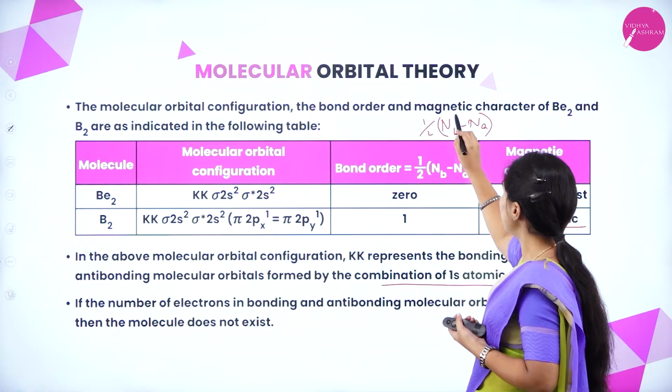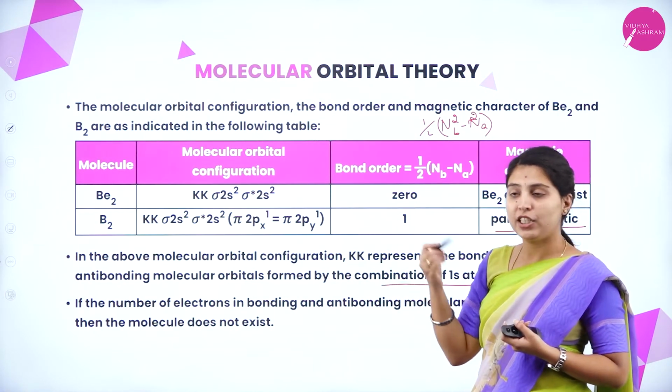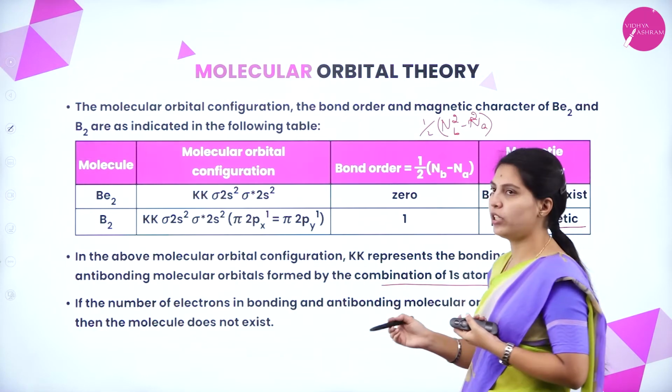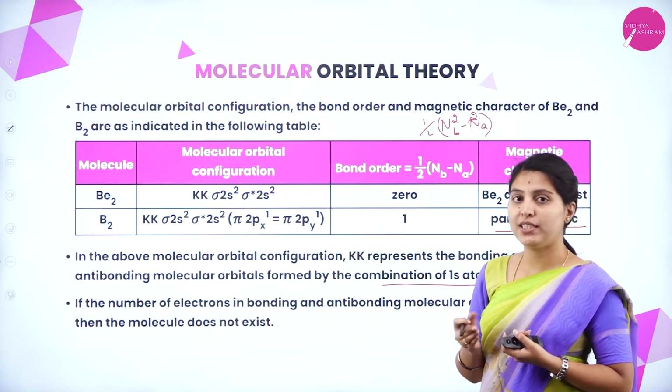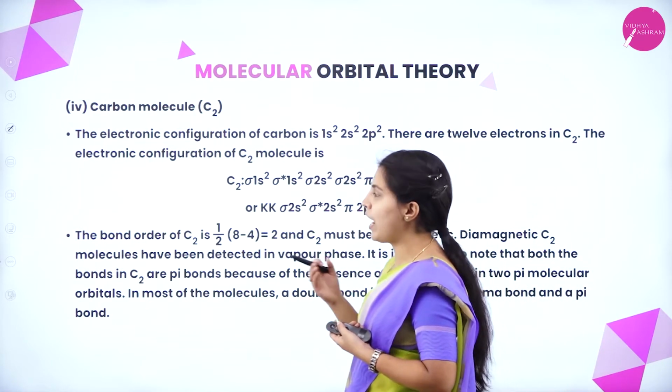If bonding is 2 and anti-bonding is 2, what will happen? It will become 0. That's what they are telling. If the number of electrons in the bonding and the anti-bonding molecular orbitals is the same, then that molecule does not exist because the bond order is not present. Next, we'll move on to the carbon molecule.